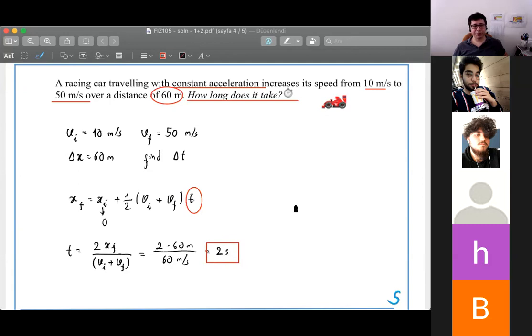Okay. 60 metre 2 saniyede alıyor. Doğru denklemi seçerseniz bir vuruşta indirirsiniz. Yoksa ya ivme neydi? Önce bir ivmeyi bulayım, sonra ivmeden öbür t'yi çekerim falan filan. Bazı denklemlerde kare almak falan filan gerekiyor. Bakın ne kadar yalın bir şeyle çözdük. Doğru şey seçimiyle. Okay.